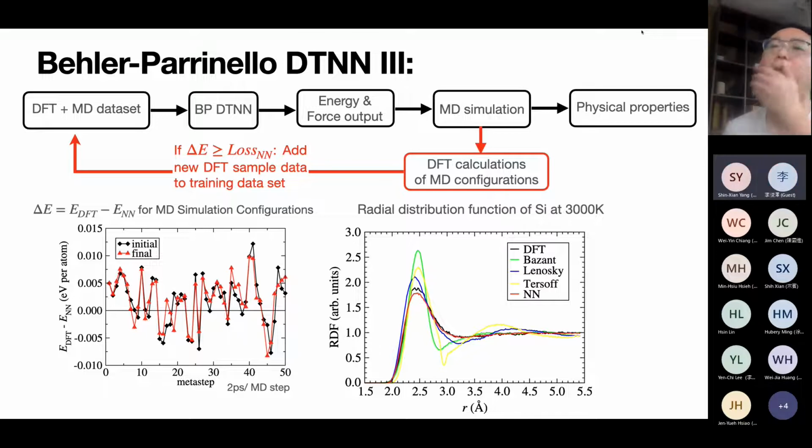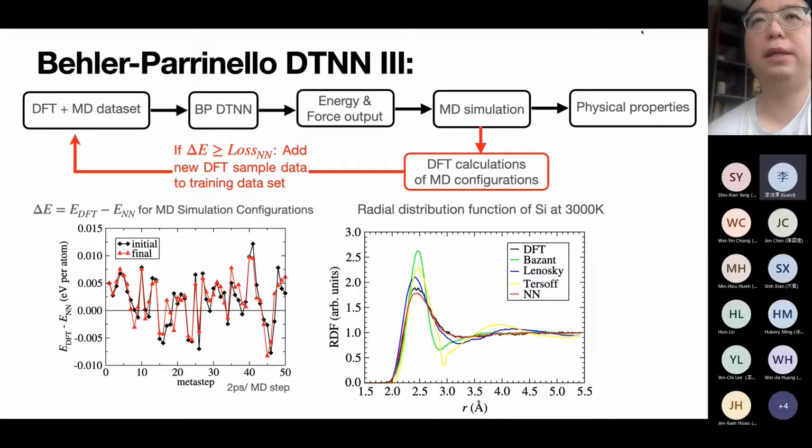So I was confused. This MD simulation is something from the BPDTNN, but when you do the DFT calculation of this MD simulation, and if it is far away from the correct answer, then you put it into the training set to train again. That's right. Isn't this something from a bad prediction? Why do you just calculate it and throw it into the training set?